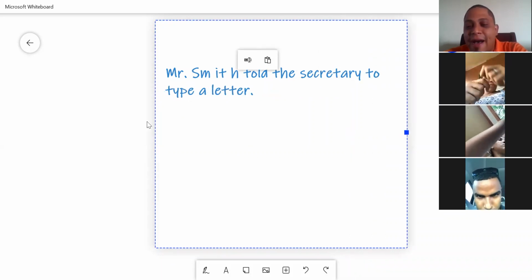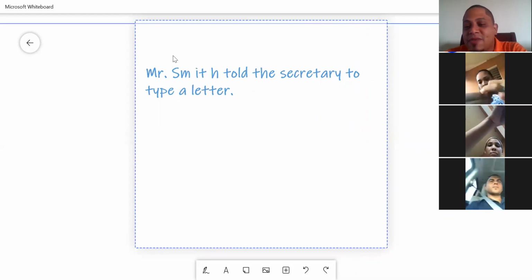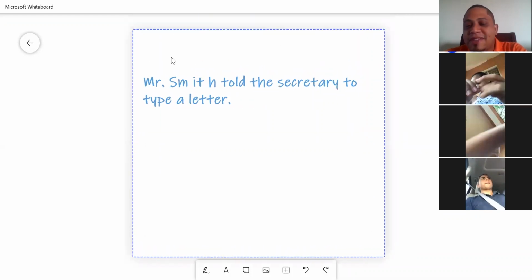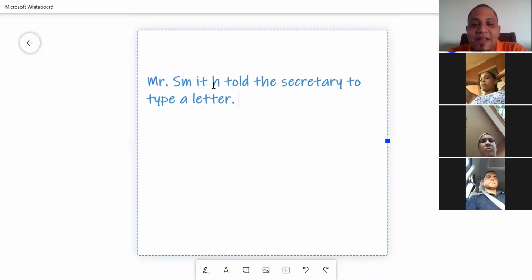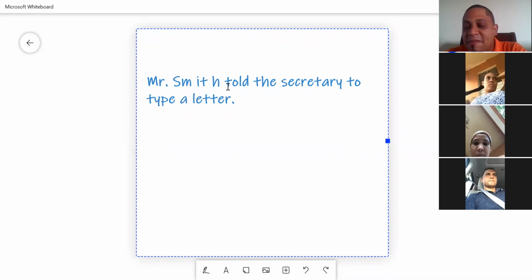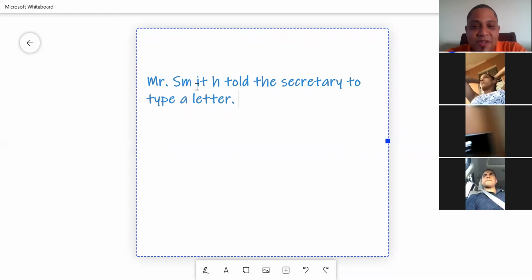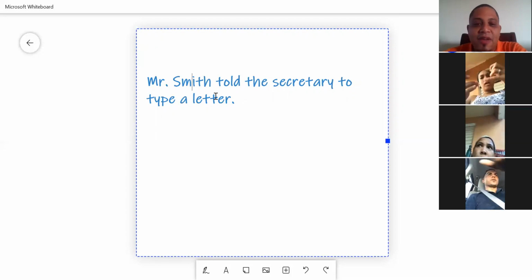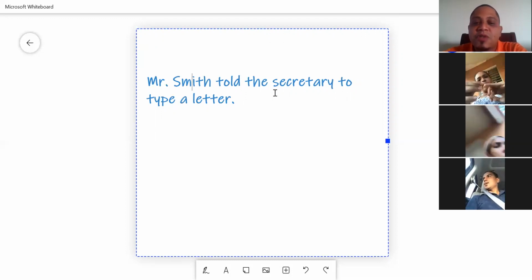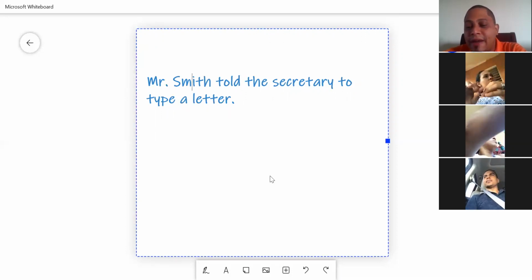This is the app, the Adobe Scan. The Adobe Scan is when you scan your document with your telephone, it doesn't matter if the text is in paper, right? It recognizes some of the letters. As you can see here, there is a little mistake. You see, some spaces, but it works fine. So Mr. Smith told the secretary to type a letter.